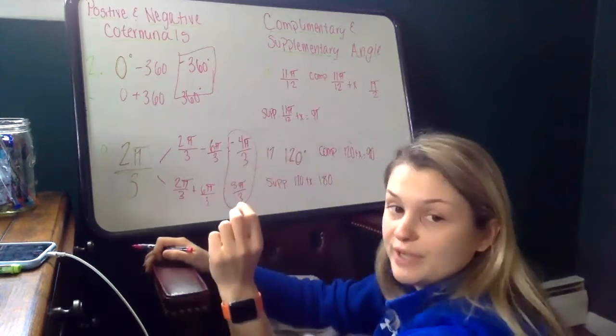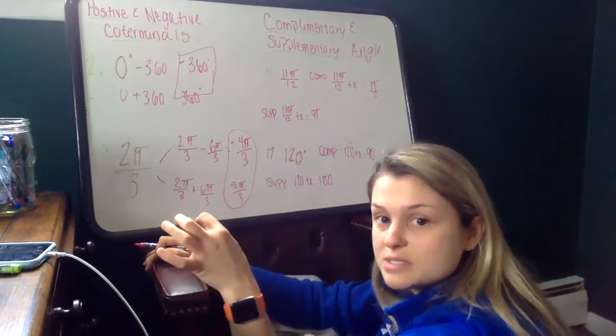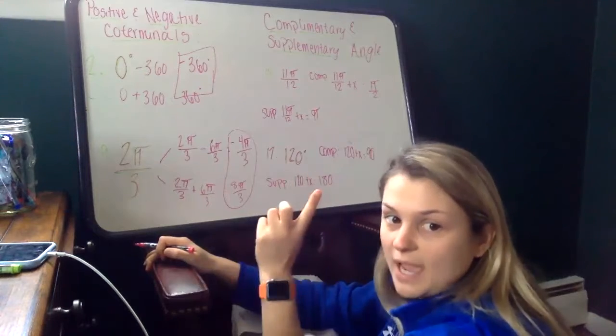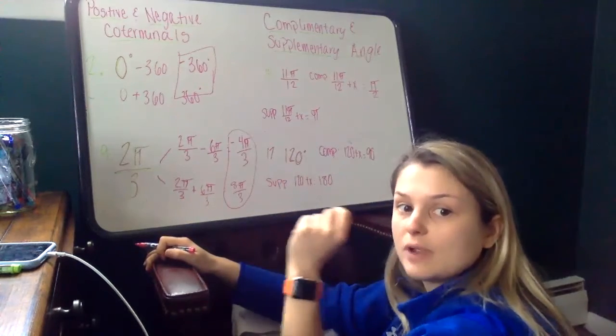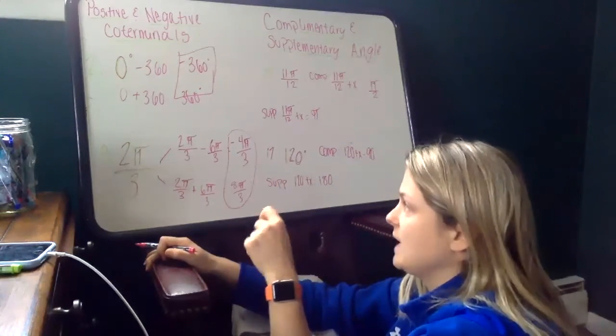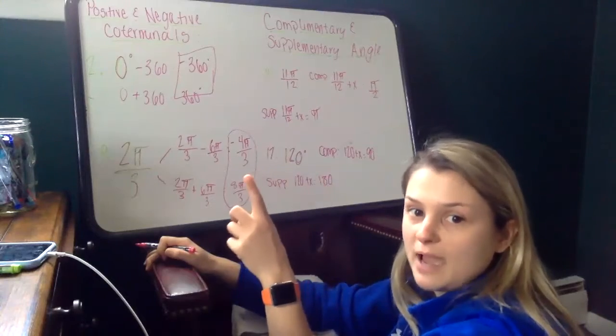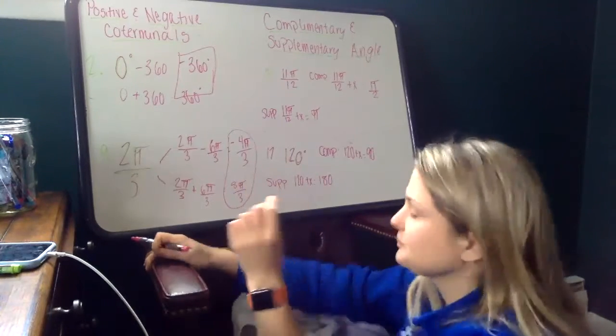Okay, so just to reiterate, when you're given degrees, you need to subtract and add by 360. When you're given radians, you need to subtract and add by 2 pi. But make sure you have your denominators the same, okay?